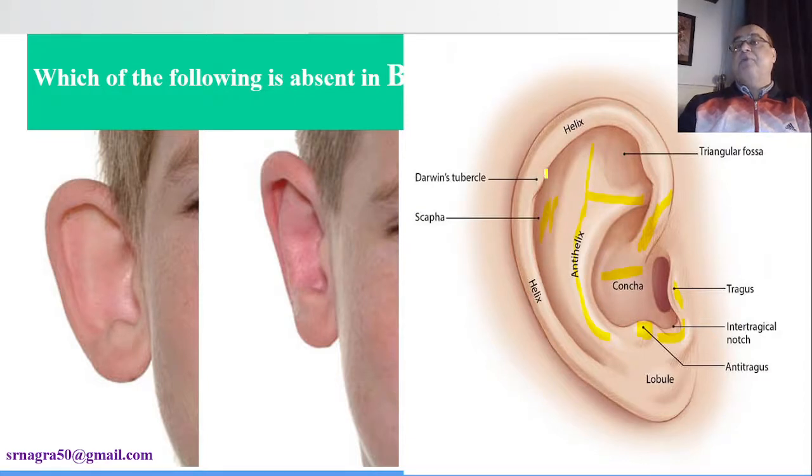Sometimes there is a prominent tubercle-like structure present over the helix, which we call Darwin's tubercle. And this portion below is called lobule, which is devoid of cartilage. No cartilage is present here, there is only skin and fat in the lower lobule.